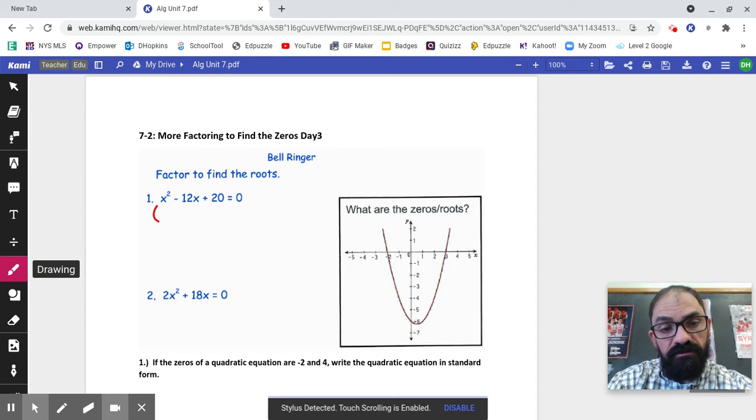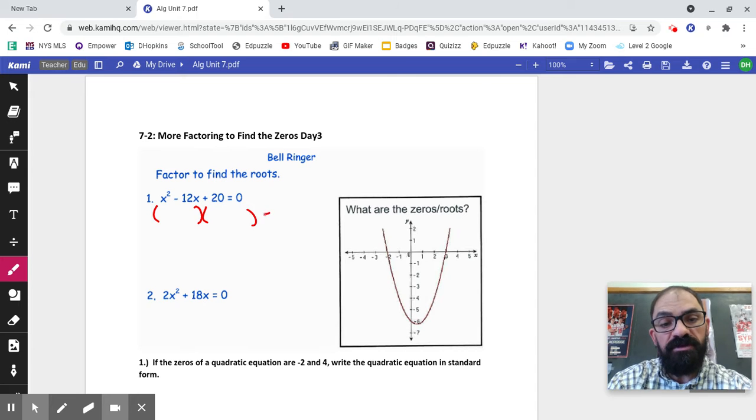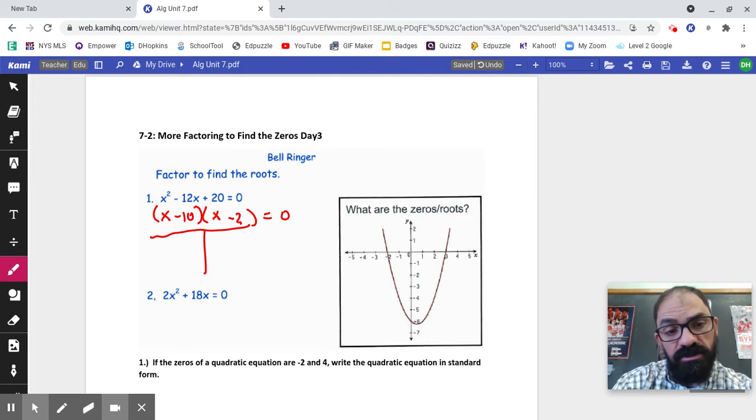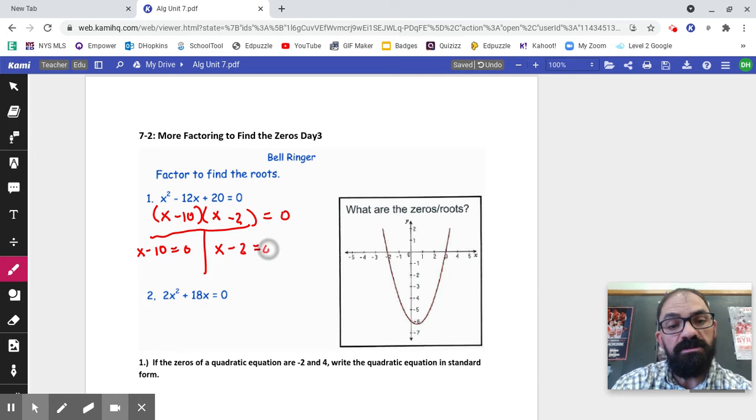So let's factor it. Always look for a GCF first, but in this case, there is no GCF. Factors of x squared, x times x, and factors of 20 that add to get negative 12. In this case, we have negative 10 and negative 2. They add to get negative 12. They multiply, negative times a negative, positive 20. So what we do to find the roots, we set each piece equal to 0. X minus 10 equals 0, and x minus 2 equals 0.